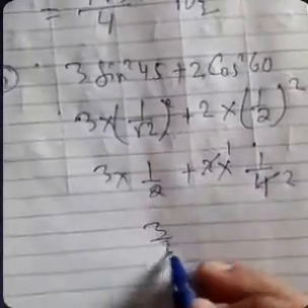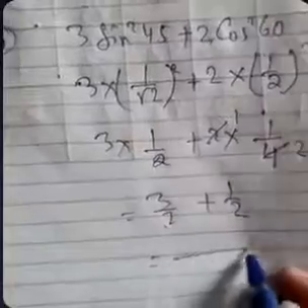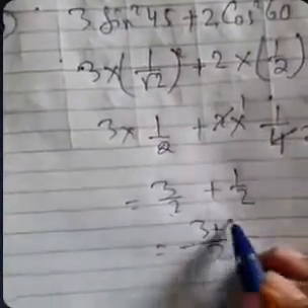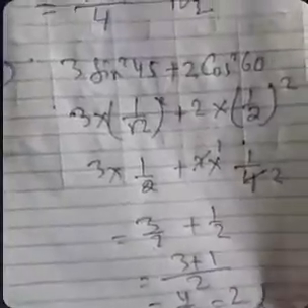The result is 3 by 2 plus 1 by 2. Both have denominator 2. Now the denominator is 2, 3 plus 1 is equal to 4. 4 upon 2 is equal to 2. Answer.